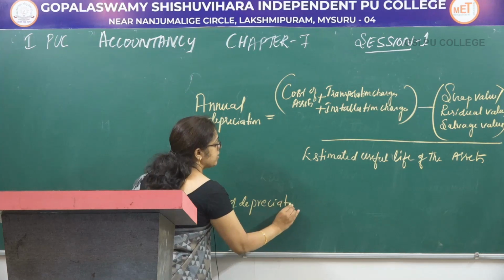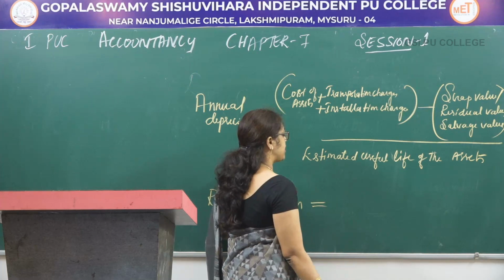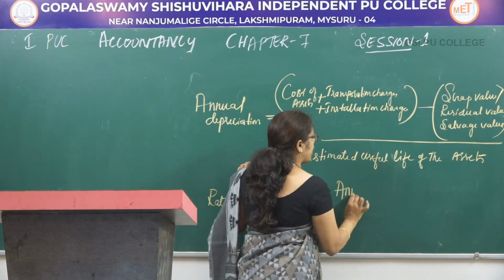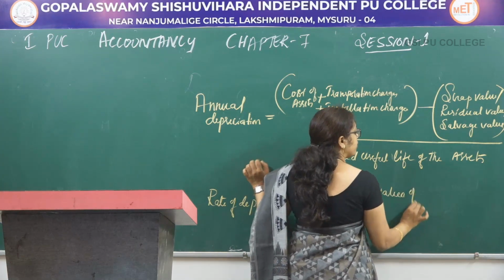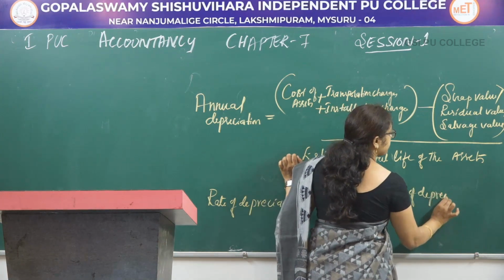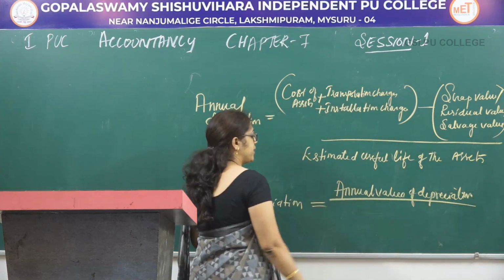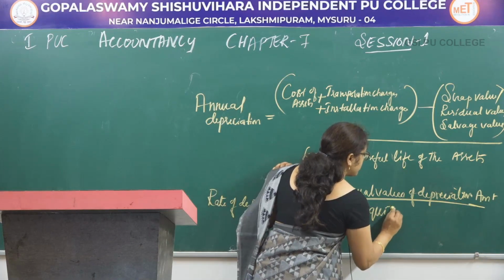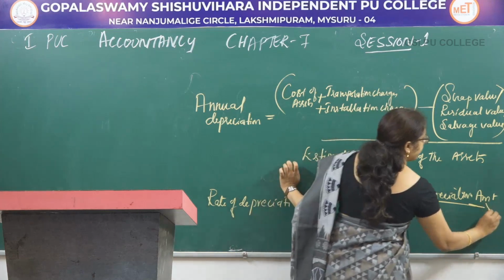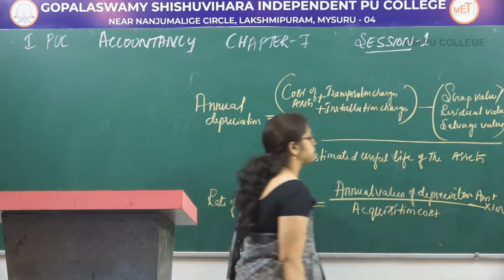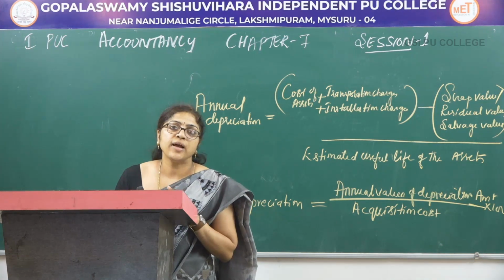How to calculate rate of depreciation? If depreciation percentage is not given, then rate of depreciation equals annual value of depreciation divided by acquisition cost into 100.